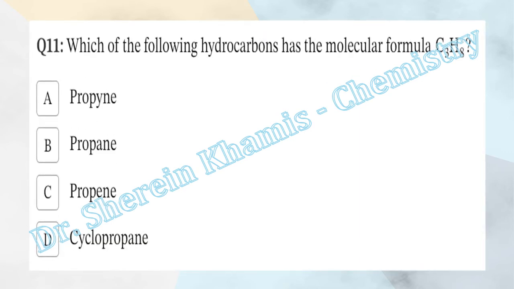Question 11 says, which of the following hydrocarbons has the molecular formula C3H8? Okay, we have here C3, which means prop, it's propane. And we have the general formula CnH2n plus 2. So if we have C3, the general formula is CnH2n plus 2, we have 2 times 3 equals 6 plus 2, 8.